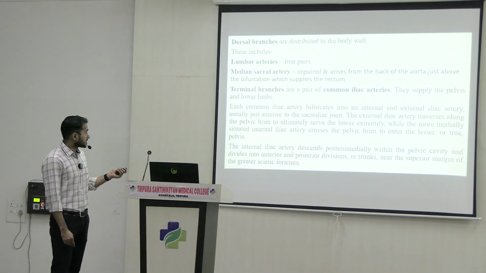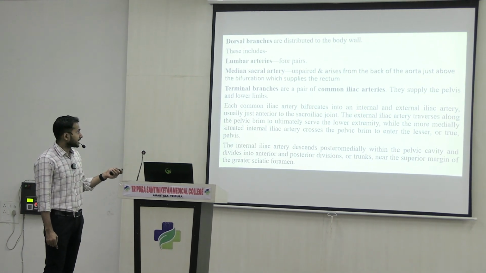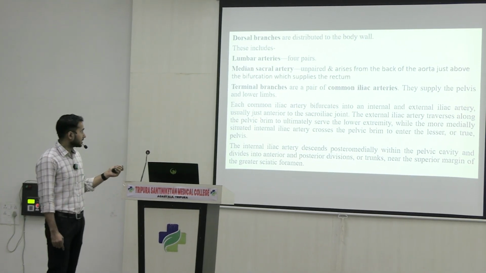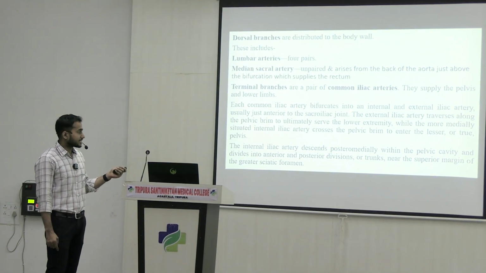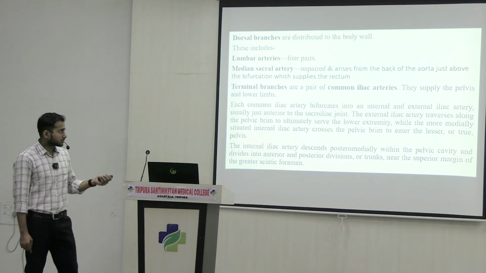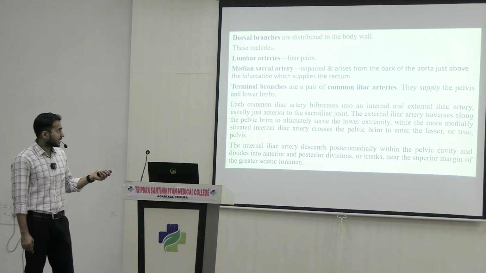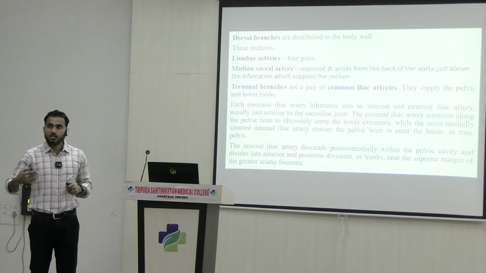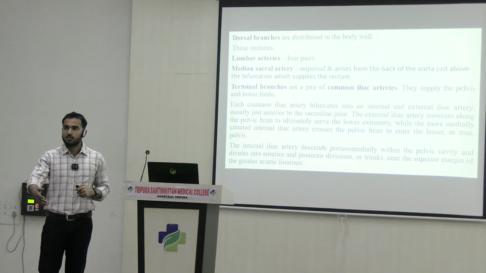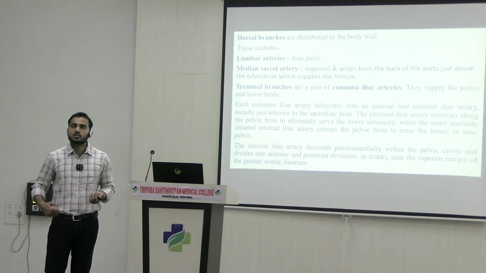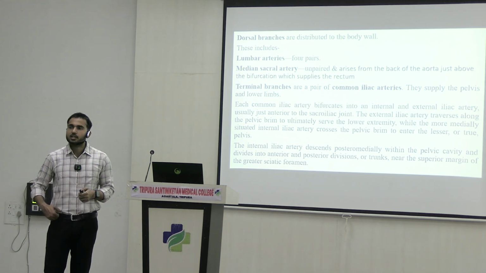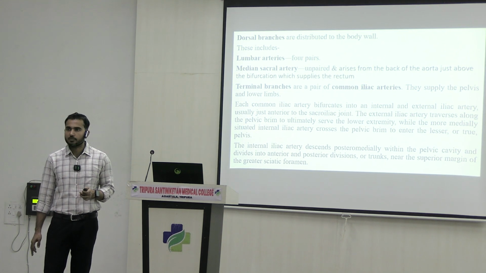As you can see, each common iliac artery bifurcates into internal and external iliac artery, as I have mentioned earlier, just anterior to the sacroiliac joint. Then the external iliac artery, in front of the pelvic brim, serves the lower extremity. When it crosses the inguinal ligament, it is called the femoral artery, and then it goes on to supply the lower limb.